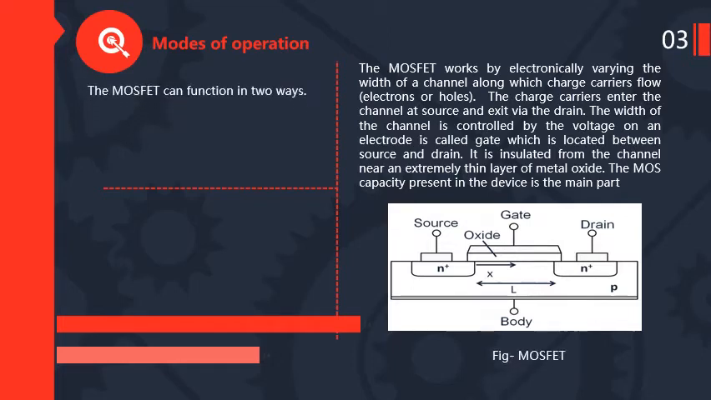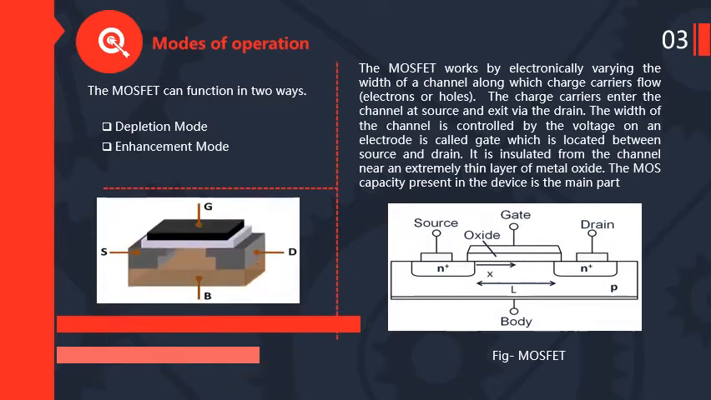The MOSFET can function in two ways. दो तरीके से जो MOSFET है वो ऑपरेट हो सकता है, या दो तरीके से जो है MOSFET काम करता है। पहला वाला है डिप्लेशन मोड एंड सेकेंड वन इज एनहांसमेंट मोड। This is another diagram of the metal oxide semiconductor field effect transistor.